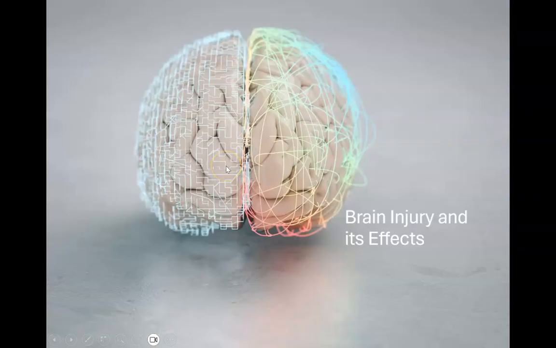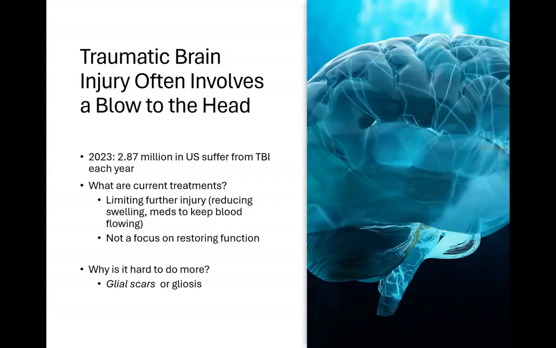Now, I want to finish up by talking about brain injury and its effects. Your book is going to talk a bit more about this than I will, so make sure that you are reading up on this. So, traumatic brain injury is often going to involve a blow to the head. Now, your textbook is a little bit older, so I wanted to pull up some more recent stats. As of 2023, 2.87 million in the United States suffer from TBI each year. This can come from things like car accidents, falls, etc.